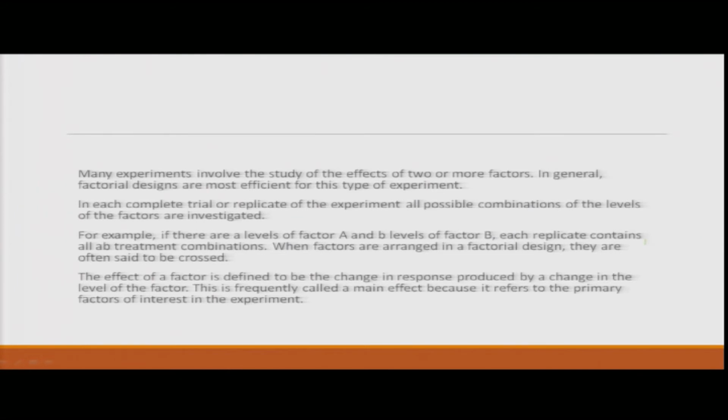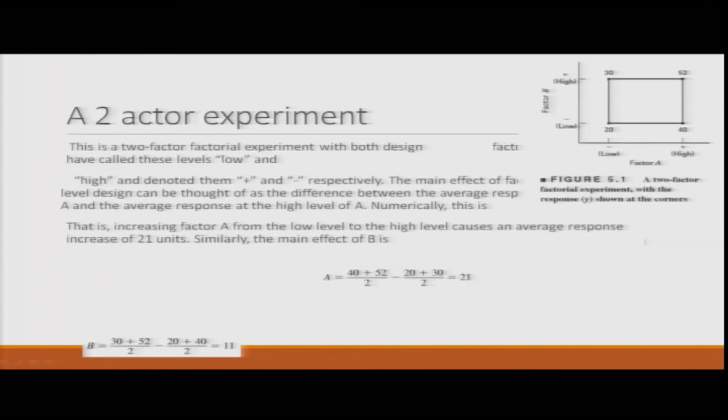When factors are arranged in a factorial design, they are often said to be crossed, depending on what the combinations are. The effect of a factor is defined to be the change in the response produced by a change in the level of the factor. This is frequently called the main effect because it refers to the primary factors of interest for the experimenter in the experiment, what he or she is trying to do. So, a two-factor model and basically the general implication and the background.